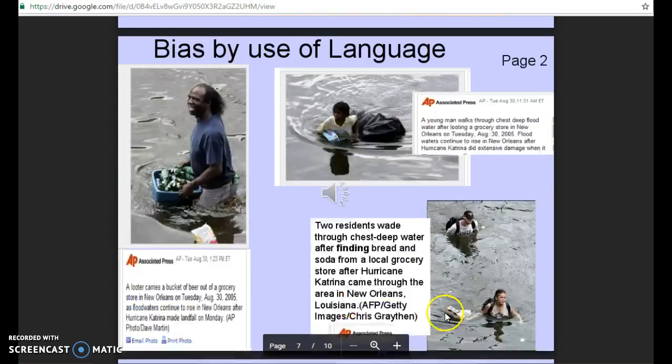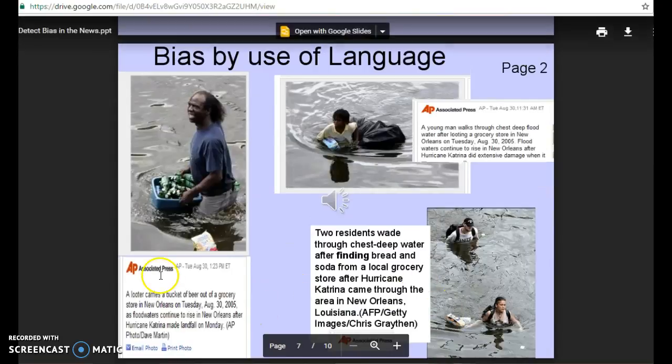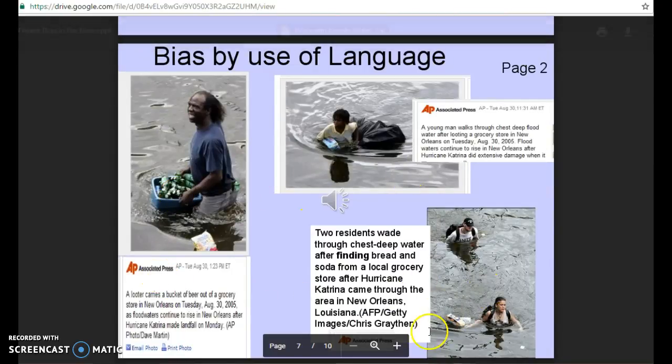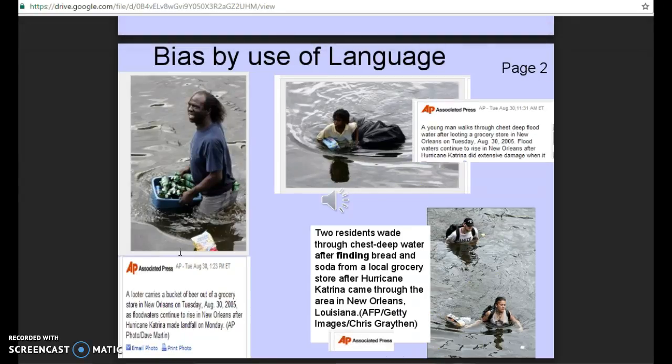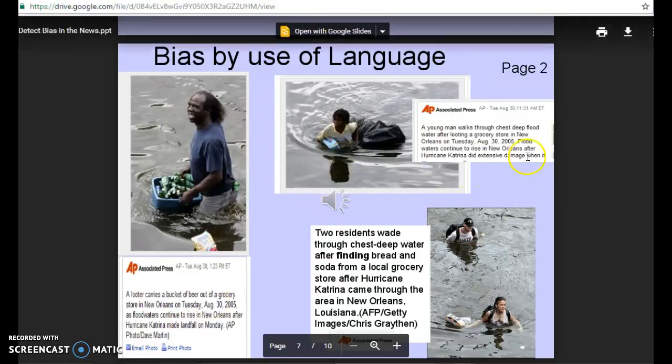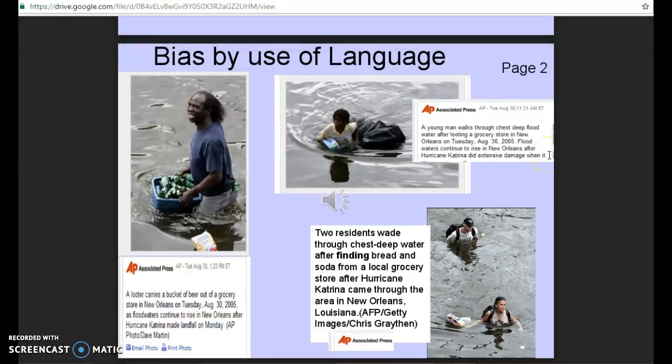Bias by use of language. There are three different photos here taken during the time of Hurricane Katrina. As we can see, the most important thing about these is the captions for each photo. The biased language in these captions is very, very evident.